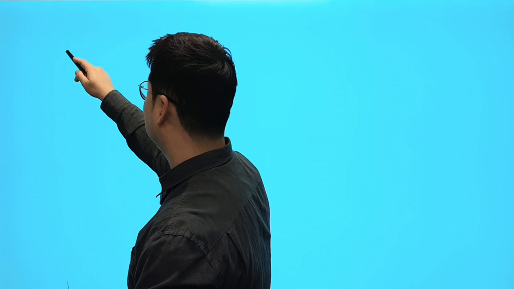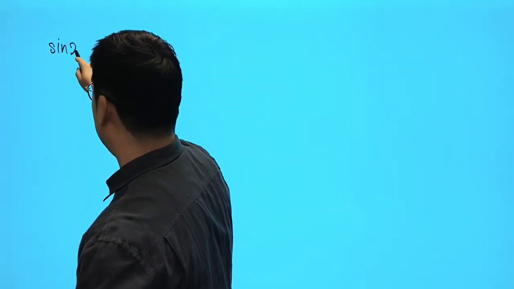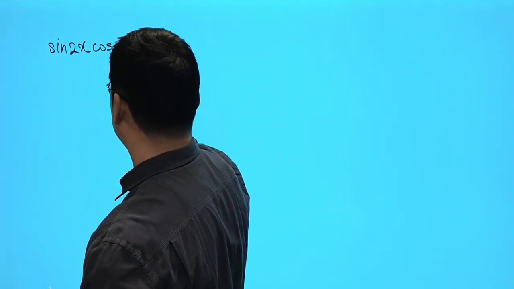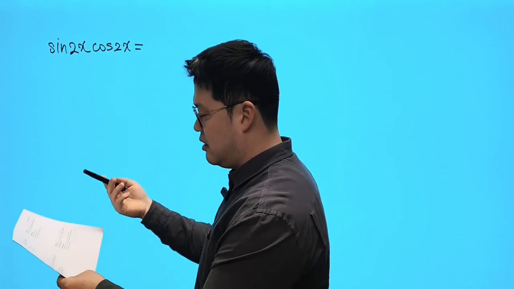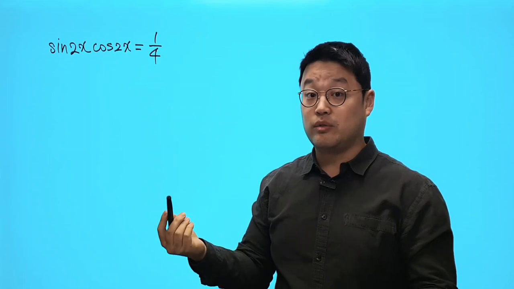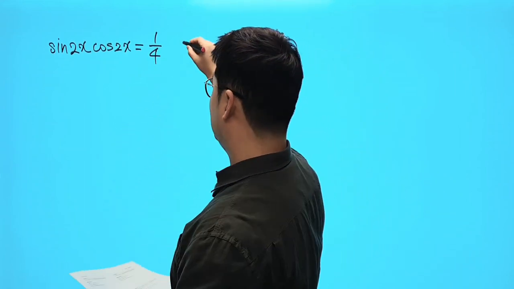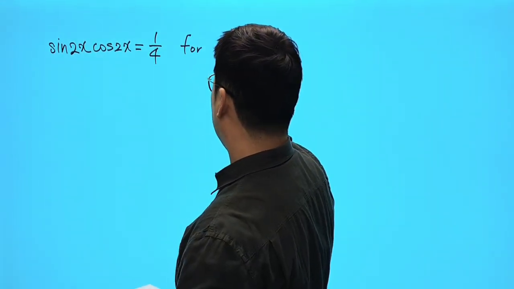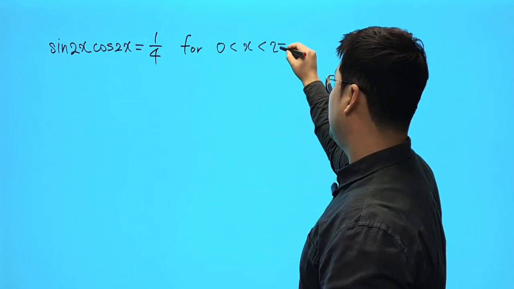We're going to go over problem 62, right? So we have sine 2x and cosine 2x, which is going to be 1/4. And there are restrictions on the values of x: 0 ≤ x ≤ 2π.